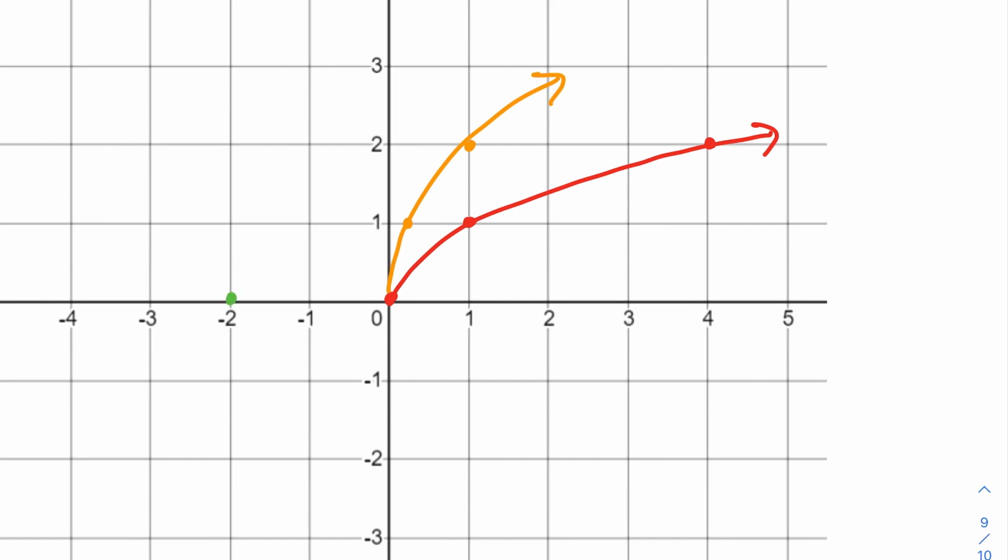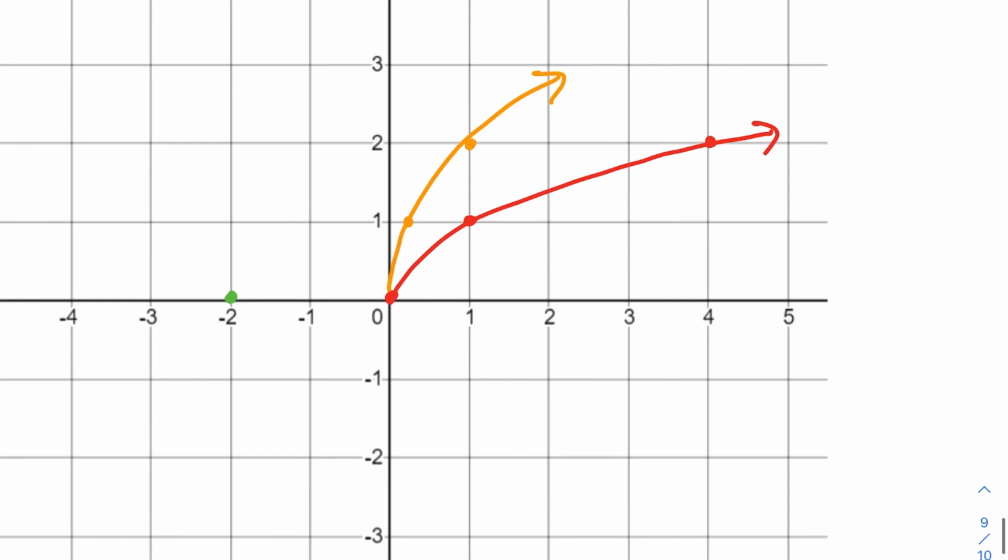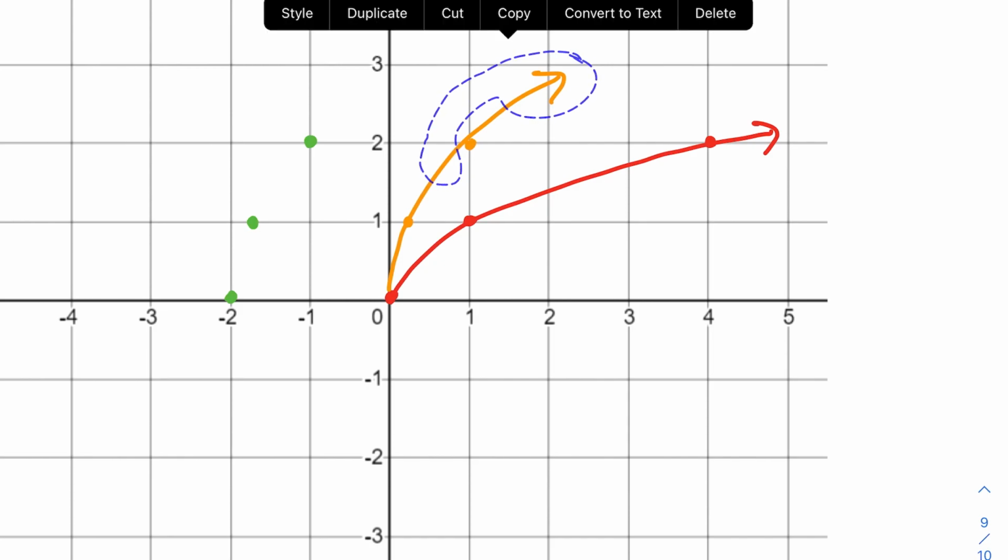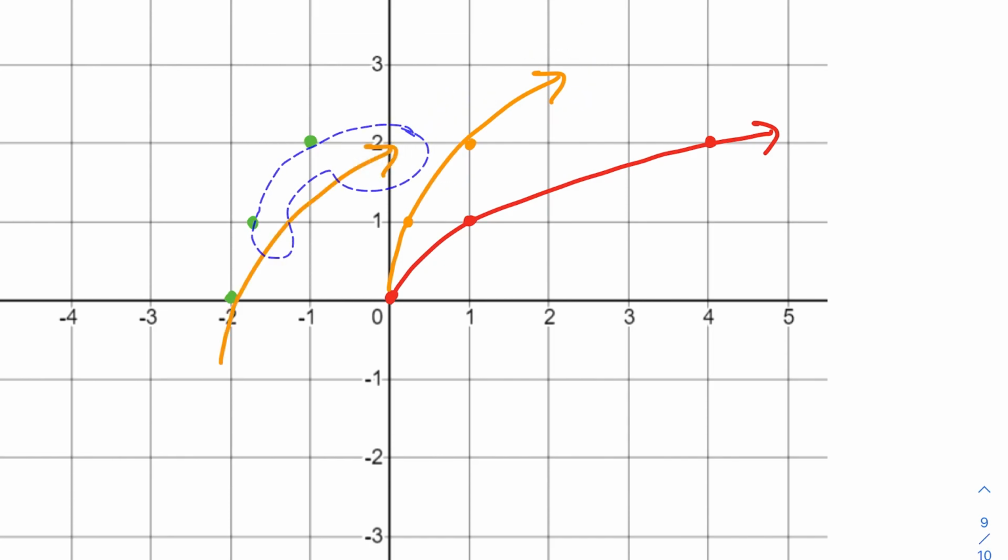So the start of the graph will be there. This used to be at a quarter comma 1. A quarter comma 1, shift left 2 will put us at negative 1 3/4 comma 1. This is 1, 2. Shift it left 2 will be at negative 1, 2. Really, in the end, we just have this curve, copy, paste, make it green. Shift left 2 units puts me right there.